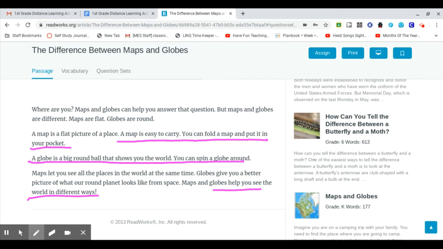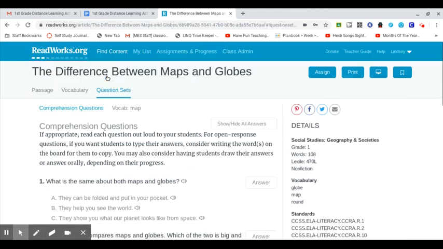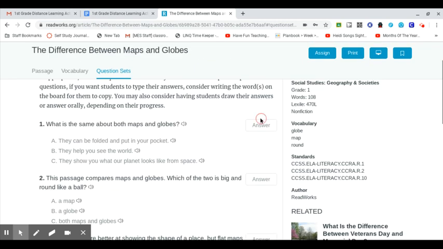And then, do maps help us see what the world looks like from space? Right here, it said globes give you a better picture of what our round planet looks like from space. So, is that talking about a map or a globe? That's only talking about a globe. But what can they both do? They both can let us see different things in the world. So that answer would be B. They help you see the world.